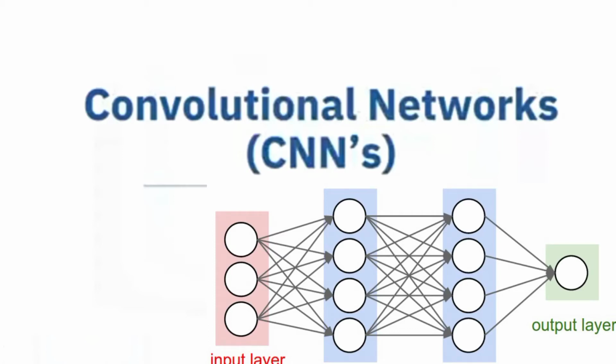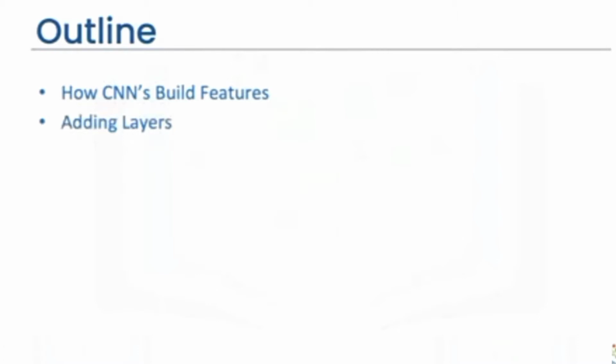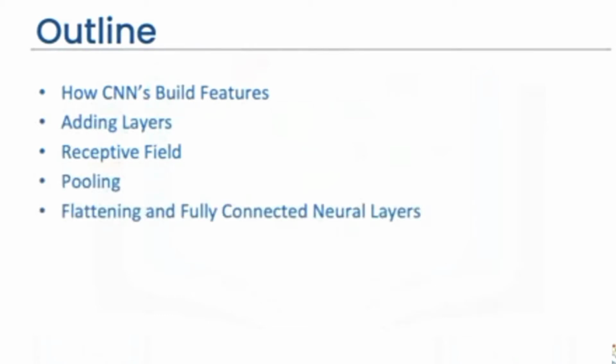In this video, you will learn about deep convolutional networks, CNNs for short. In this video, we will review: 1. How CNNs build features. 2. Adding layers. 3. Receptive field. 4. Pooling. 5. Flattening and the fully connected layers.